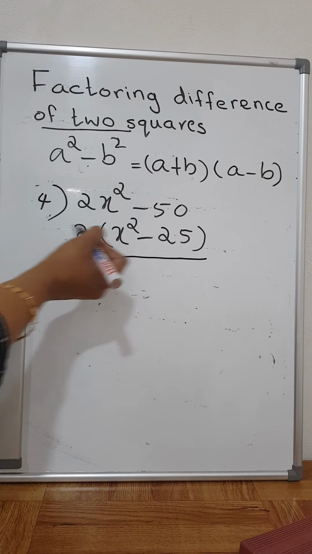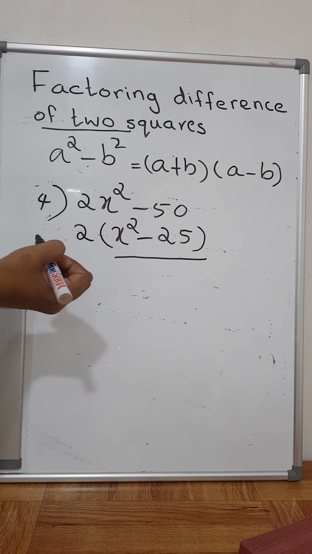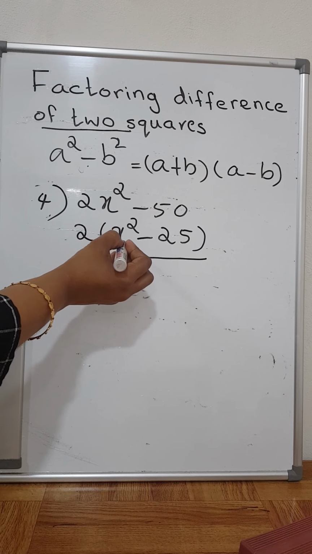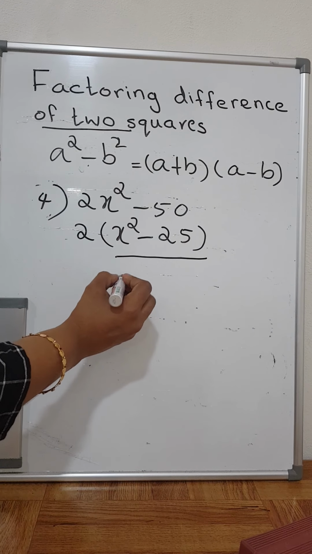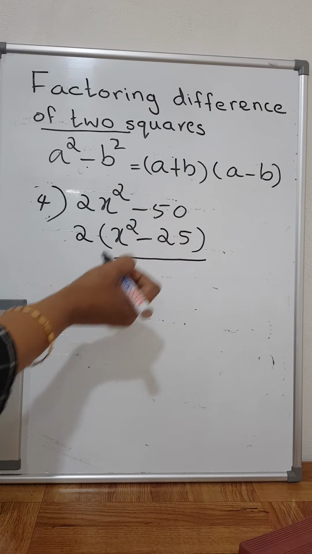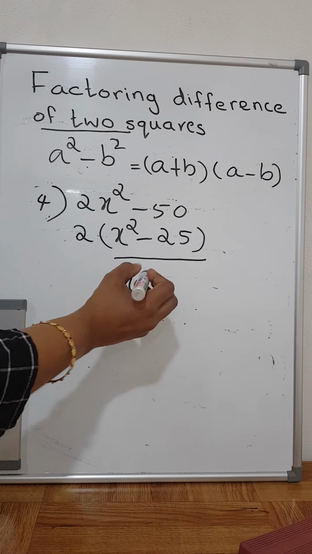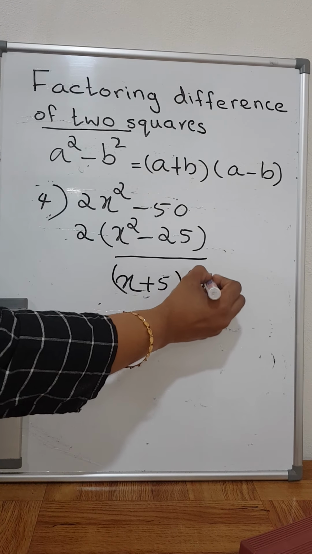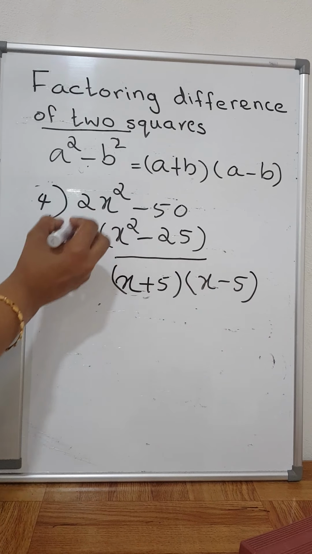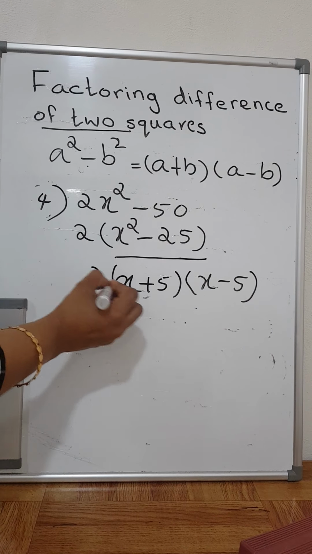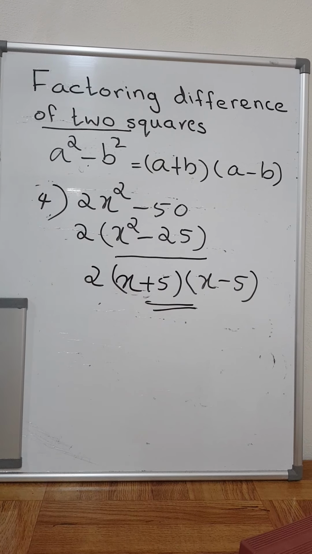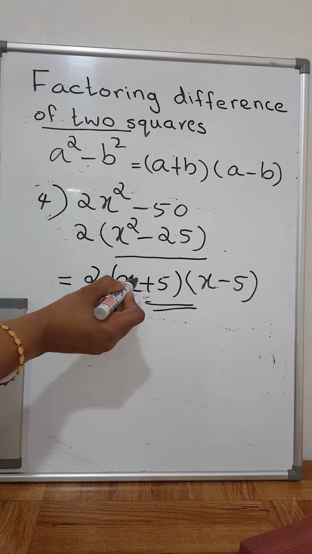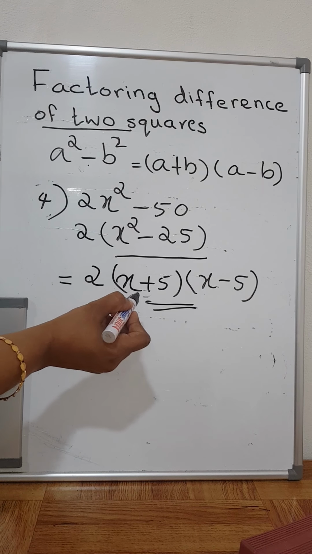This part we know we can apply difference of two squares. A square is x square, so a is x. B square is 25, so b is 5. So we can write it as x plus 5 times x minus 5. And don't forget to put the 2. So 2x square minus 50 can be factorized as 2 times (x plus 5) times (x minus 5).